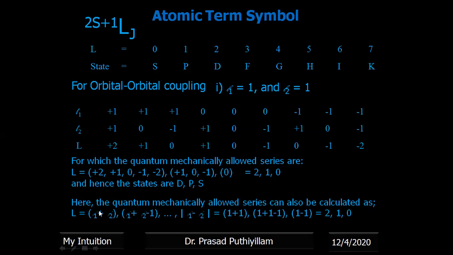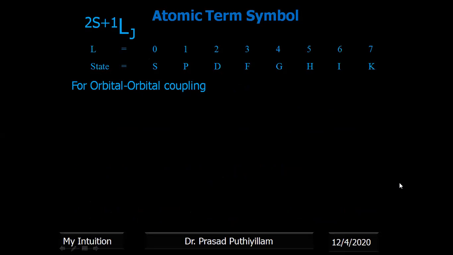Therefore we use the common formula: the quantum mechanically allowed series can be calculated as L1 plus L2, L1 plus L2 minus 1, L1 plus L2 minus 2, and so on, till the modulus of L1 minus L2, and this value should be positive or including 0. That means if L1 is 1 and L2 is 1, then 1 minus 1 is 0, and you have to stop there. Therefore we get 2, 1, 0. Writing a table-like representation, we can also calculate the allowed series. So here also we get 2, 1, 0. Therefore it is D, P and S.